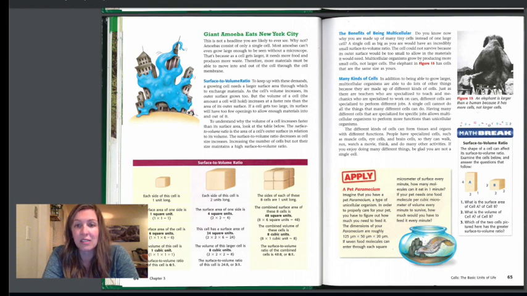Many kinds of cells. In addition to being able to grow larger, multicellular organisms are able to do lots of other things because they are made up of different kinds of cells. Just as there are teachers who are specialized to teach and mechanics who are specialized to work on cars, different cells are specialized to perform different jobs. A single cell cannot do all the things that many cells can do. Having many different cells that are specialized for specific jobs allows multicellular organisms to perform more functions than unicellular organisms.